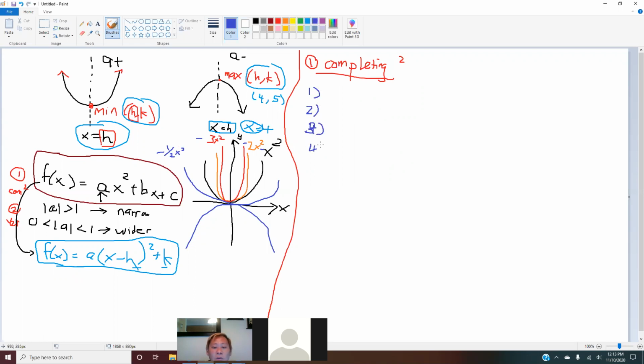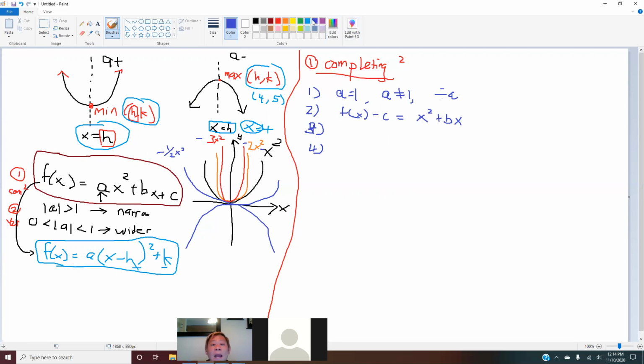The first step is you have to make the A become 1. You have to make your leading coefficient become 1. If your A is not 1, then you have to divide everything here by A. That is your first step. The second step is you move the c term to one side, and your x terms are on the other side.